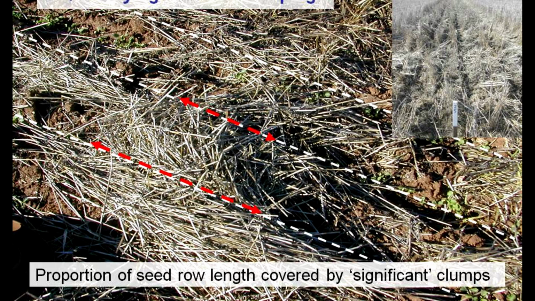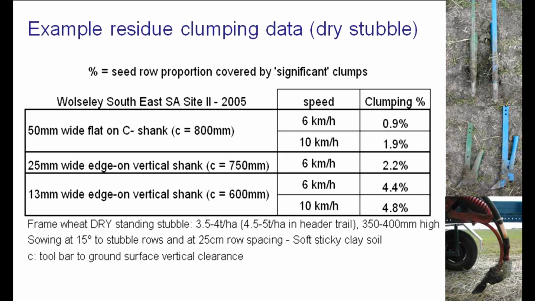What we do is we look at the length of the row that is covered by a significant clump, and we survey long distances. Then we look at the ratio, essentially the proportion of the seed row that is covered by a significant clump. A significant clump is potentially different for different crops, but we can do that post-emergence and get a fairly good appreciation of what that might be. And then we quantify this.